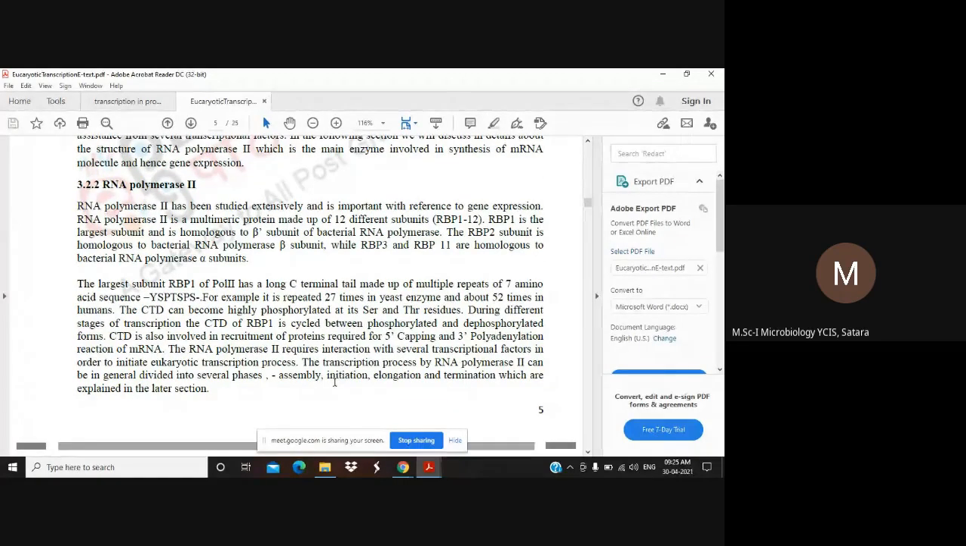So three different types are there: RNA polymerase 1, 2, and 3. And out of that, RNA polymerase 2 is very important as it synthesizes the mRNA. So in RNA polymerase 2, the largest subunit is homologous to the beta dash subunit of the bacterial RNA polymerase.